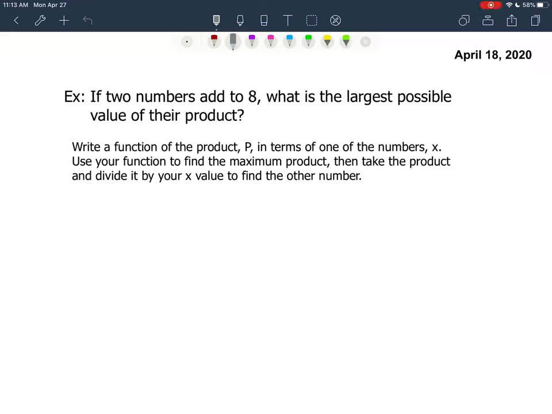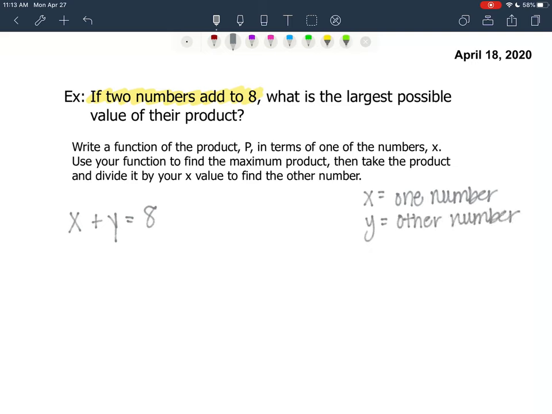Okay, if two numbers add to 8, what is the largest possible value of their product? So they're going to give us this first bit of information that we're going to be able to write an equation. Two numbers add to 8. x plus y equals 8. So x is equal to one number and y is equal to the other number, or the second number.